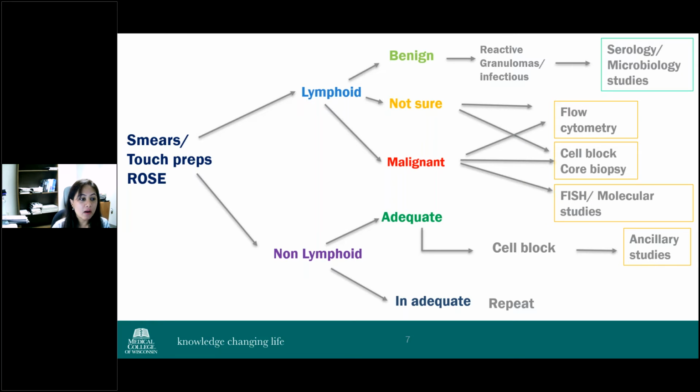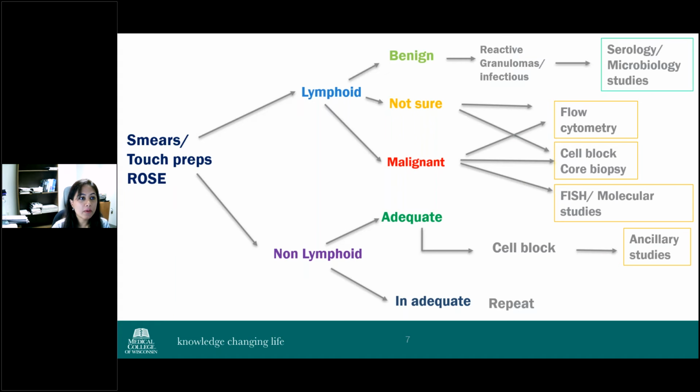In many cases, when they are doing EBUSs, sometimes all we see are benign bronchial cells and no lymphoid cells. In that case, we need to make sure that we communicate that this sample is inadequate and ask them for more passes so that we can get an adequate lymphoid specimen. In some cases, when we do not have a predominantly lymphoid sample, but we see atypical cells or malignant cells, we can call the sample adequate and ask for a cell block to do our ancillary studies on.